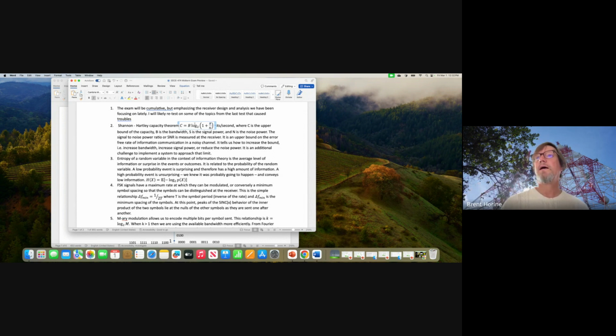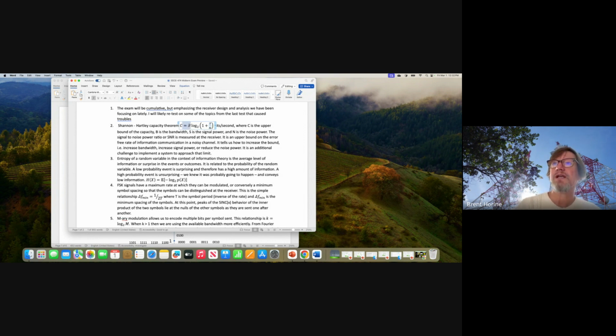So a more bandwidth efficient type of system would have a higher M or a higher K, right? But it's going to have this impact on your noise immunity or your signal power, right? So look through this and understand it.